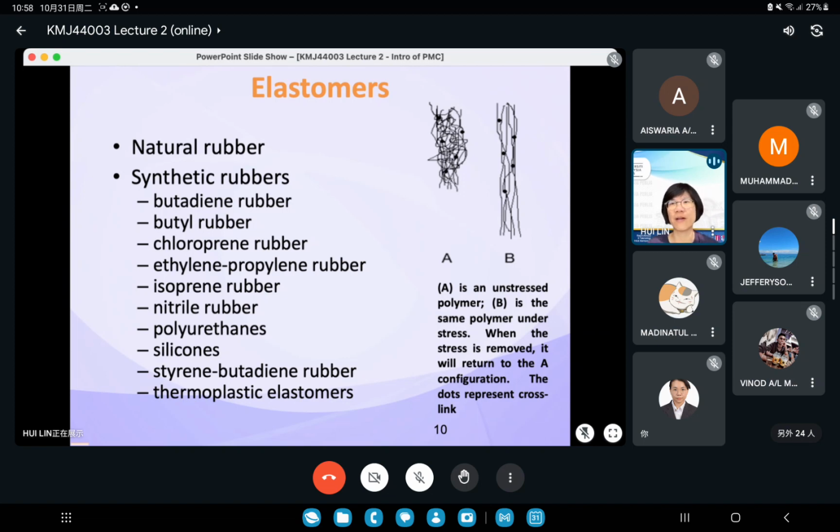How many of you use natural rubber in your FYP? Got any? How many of you? None. If yes, please respond. If no, keep quiet. Let me check. It seems like no, right? None of you? Okay, never mind. None of you is fine.